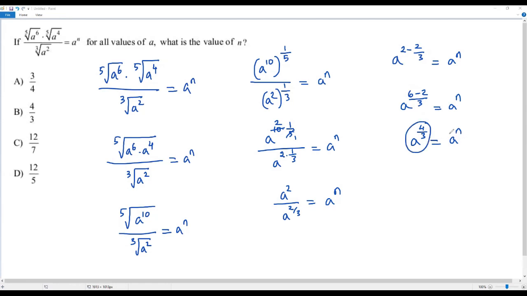Here two powers are equal with the same base. Whenever two powers are equal with the same base, we can equate the exponents. When I equate the exponents, I'm getting 4 over 3 equals n. Okay, here I got the value of n. The value of n is 4 over 3, and we find this 4 over 3 in answer choice B. The correct answer choice for this question is B.